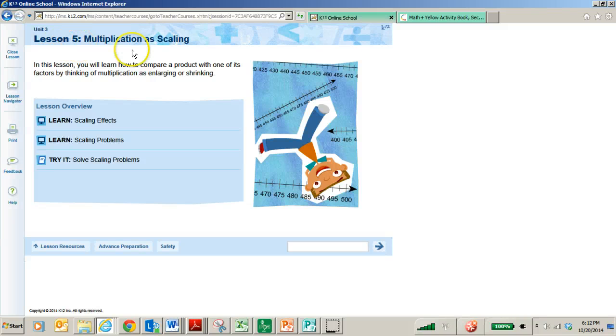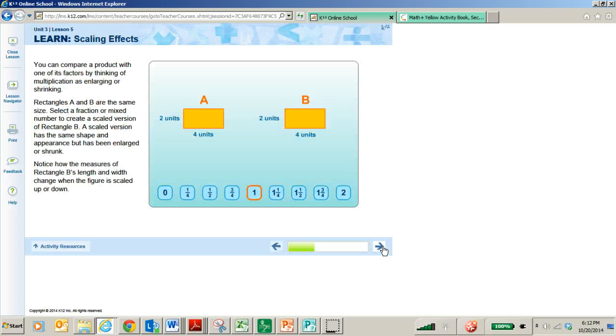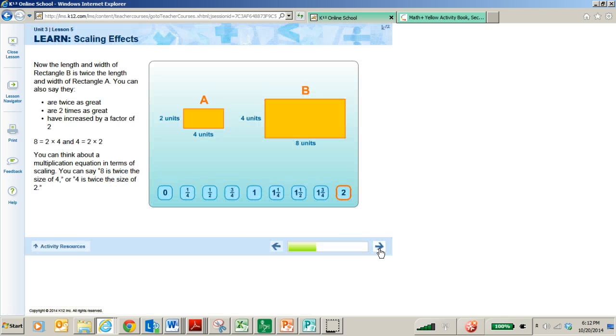As we head into Lesson 5, we're going to talk about multiplication as scaling. We're going to talk about whether a number enlarges or shrinks based on what it is multiplied by. Fractions can be less than 1 or they can be greater than 1, such as these that are mixed numbers or an improper fraction. And we can have fractions that are less than 1, or we can also have fractions that are equivalent to 1 when we have the same numerator and denominator.